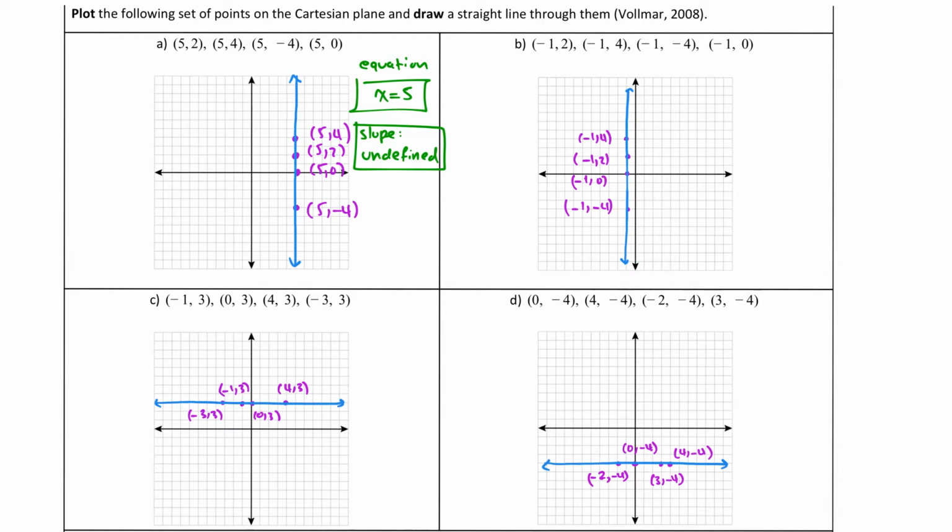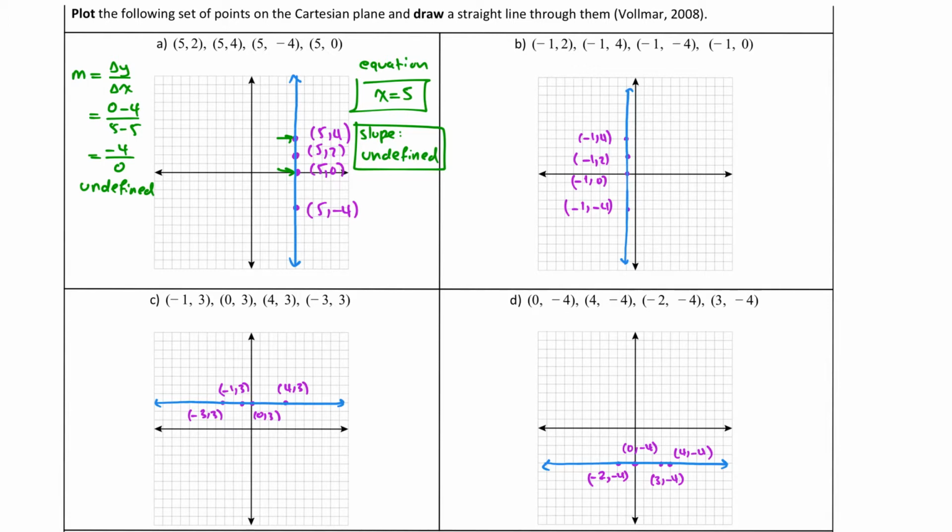If we were to find the slope mathematically for this one, m equals the change in y over the change in x. If we take two points, let's take this point over here and this one over here, the change in y is 0 minus 4 and the change in x is 5 minus 5. That will give us negative 4 over 0, and anything over 0 is undefined, so we can just call it undefined.